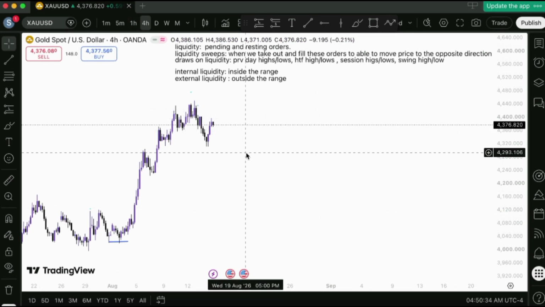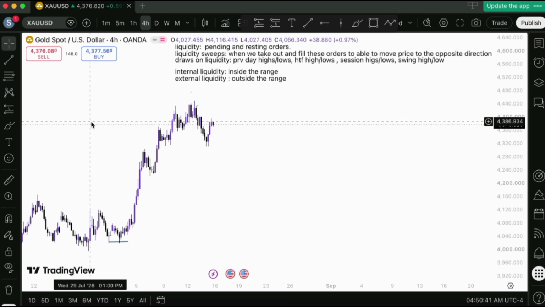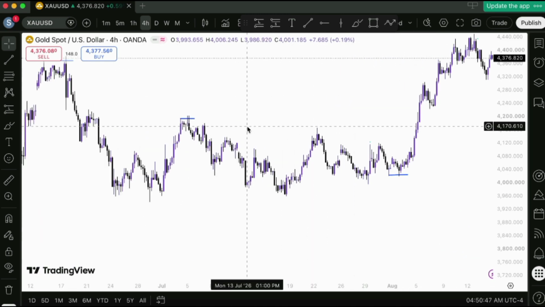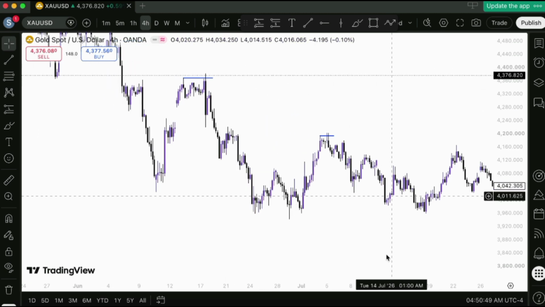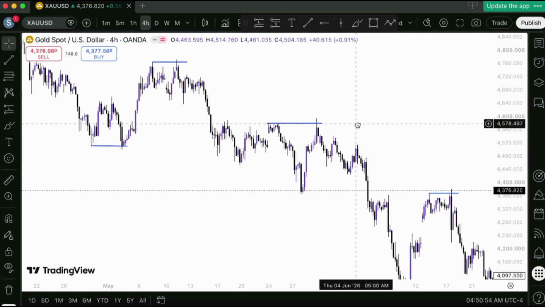So let me show you guys what liquidity actually looks like on the real chart, because once you know where to find it, the market starts making a lot more sense. Okay, so let's see some examples. I already marked some examples here for you guys. Let's look at this one.